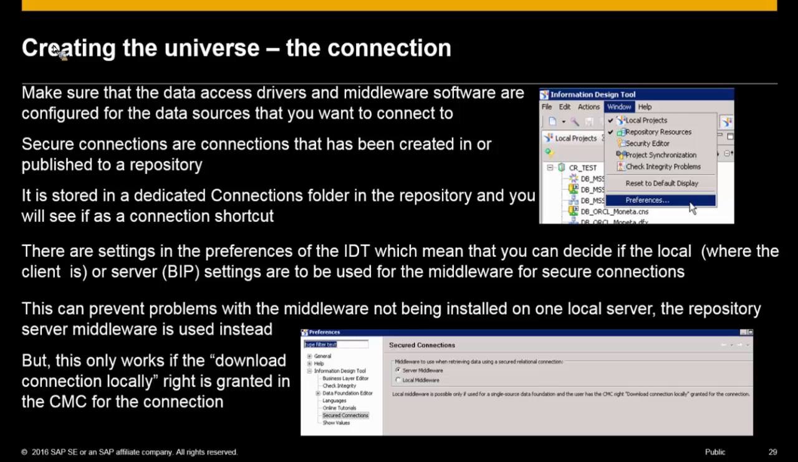The first thing that you want to be able to do is to make sure that your data access drivers and middleware software are configured for the data sources that you want to connect to. Then you'll hear the term secure connections. So these secure connections are connections that have been created in or published to a repository.